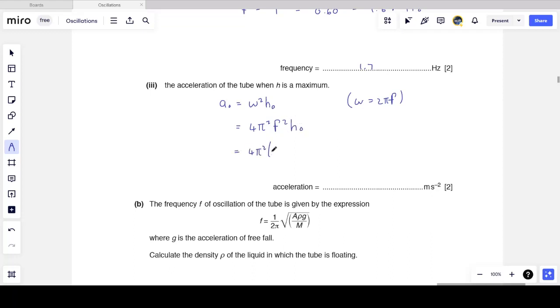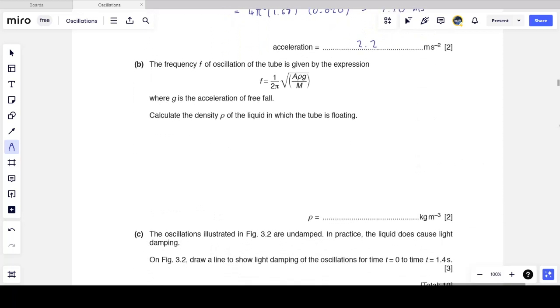So that's 4 pi squared times the frequency 1.67 hertz squared, times the amplitude 0.020 meters. And what we get is an acceleration of 2.2 meters per square second. To two significant figures, the acceleration is 2.2 meters per square second.